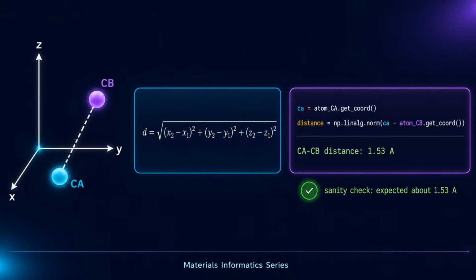BioPython makes it easy to work with atomic coordinates and calculate distances. You can get coordinates for any atom using get_coord, which returns x, y, z values. To calculate distances between atoms, you can simply subtract one atom from another. BioPython handles this automatically. Or you can compute it manually with NumPy's linear algebra norm function applied to the coordinate difference. The typical CA-CB bond distance is about 1.53 angstroms, which serves as a validation check.